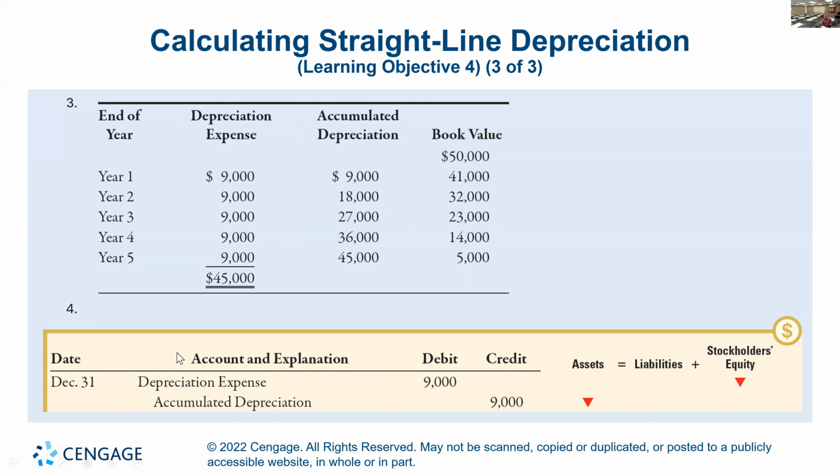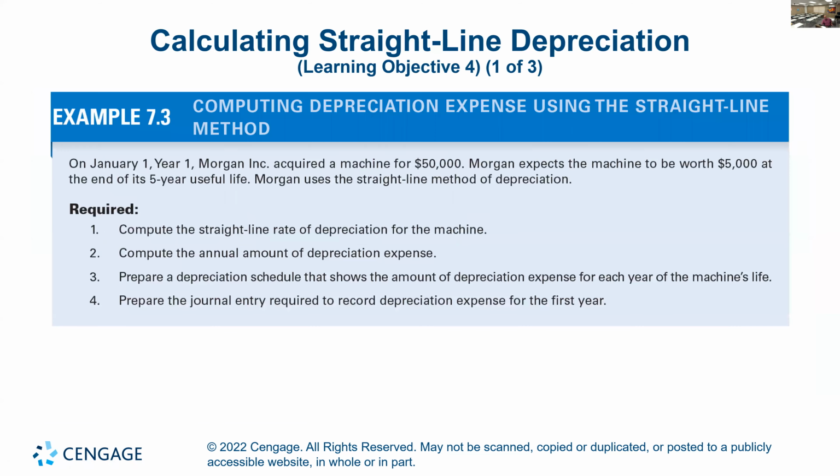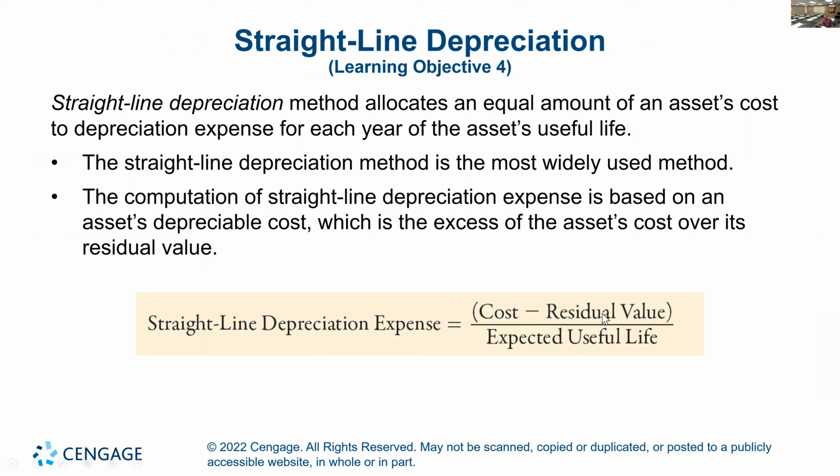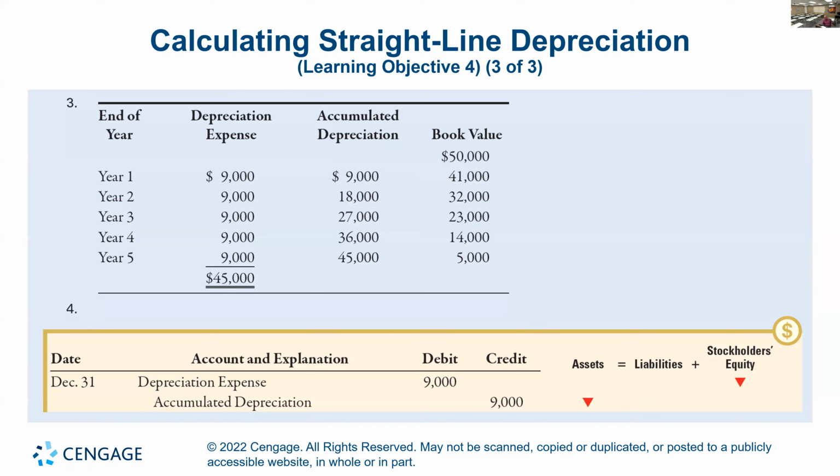And then finally, your journal entry for number 4, depreciation expense and accumulated depreciation. I hope this one up here helps you see how depreciation expense, accumulated depreciation, and book value all work together, because you're going to have to calculate some book values. And I want to drive that point home. But that is straight line depreciation. Remember your formula here, the cost minus residual divided by the expected useful life, which is normally given in years, will get you your yearly depreciation amount.